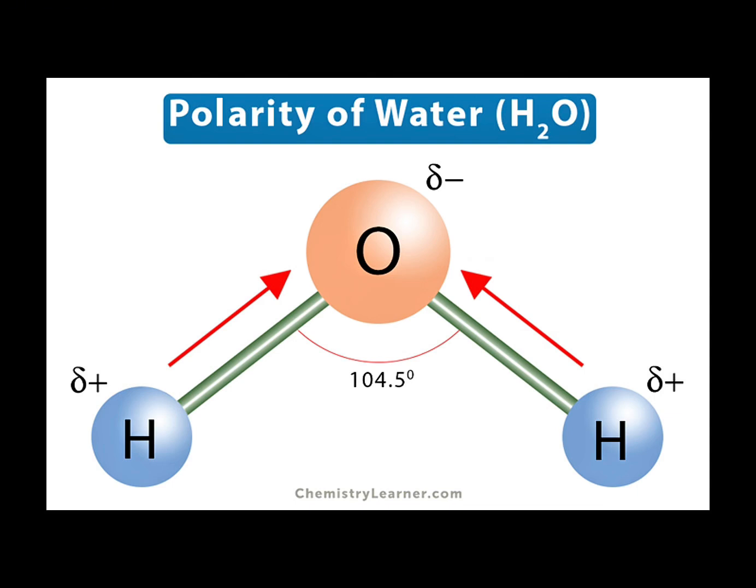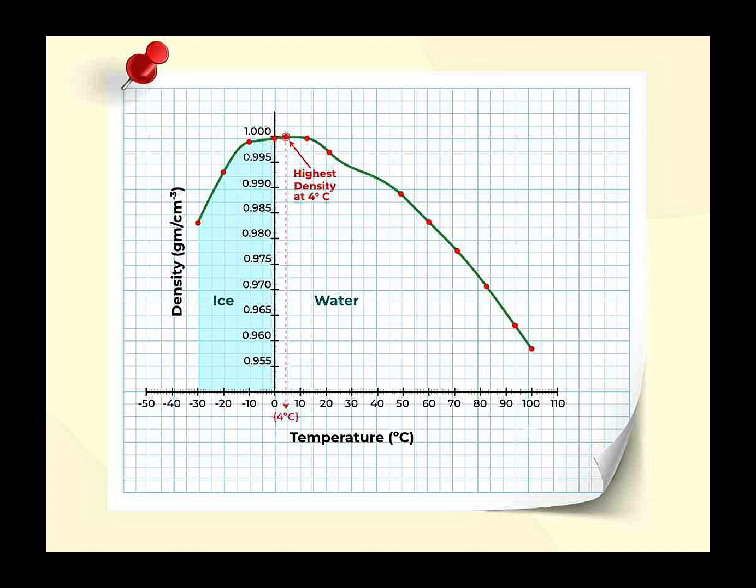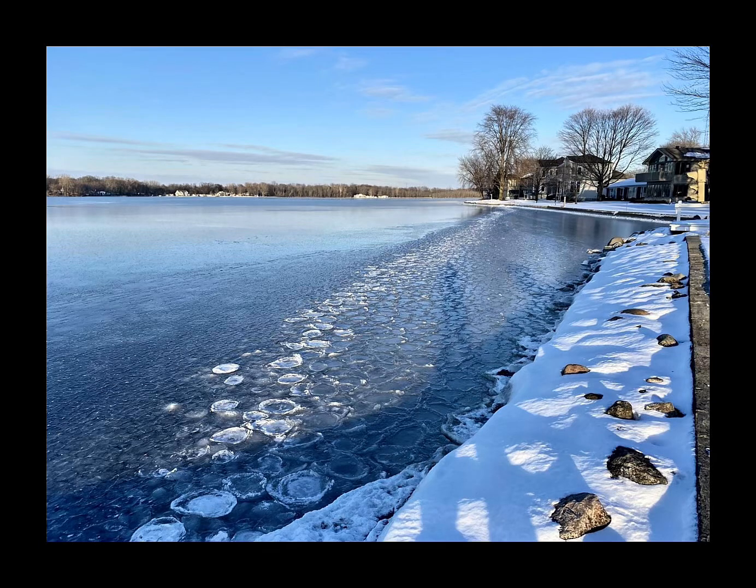Next is density and temperature relationship. Most substances become more dense as they get colder, but water is different. Water is most dense at 4 degrees Celsius. As it continues to cool and freezes, it becomes less dense. That's why ice can float on water. This property helps insulate lakes in the winter and protects aquatic life from freezing.